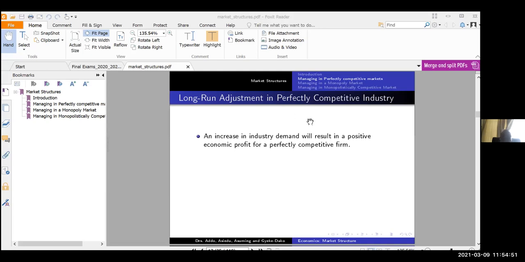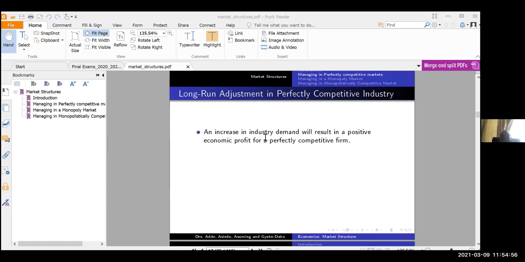The long run adjustment is saying, let me pose this scenario. In the short run, there is an increase in the industry demand. You are producing a product. Somebody can give me a product in a perfectly competitive market, with lots of producers, all price takers. Any example of a product or a sector? Pure water.